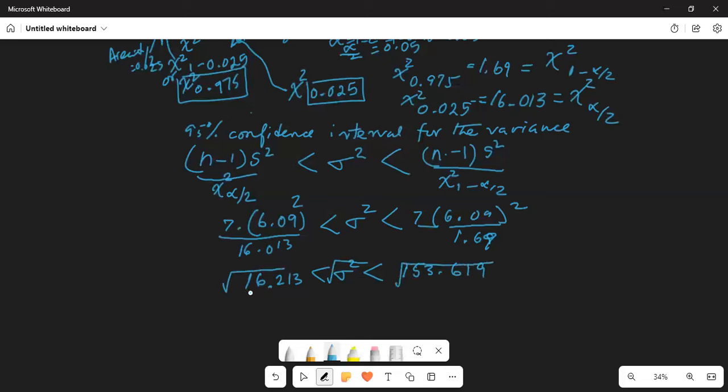Then we will take the square root of all of the quantities. The first number is 16.213, so its square root is 4.03, less than sigma less than the square root of 153.619, which is 12.39.